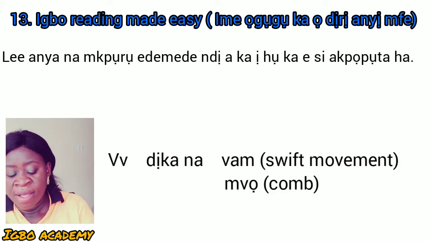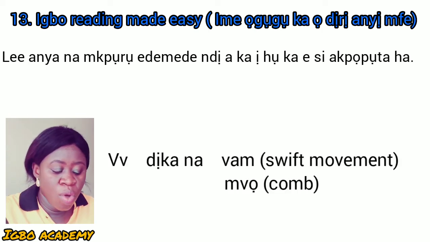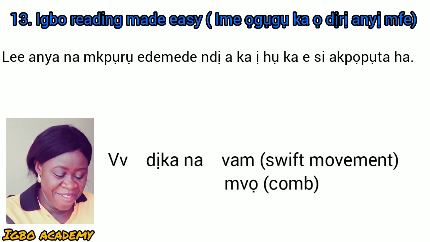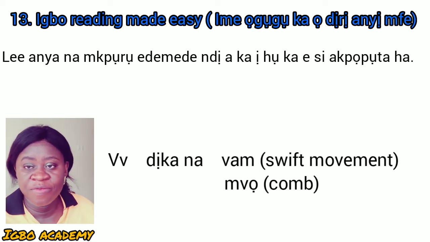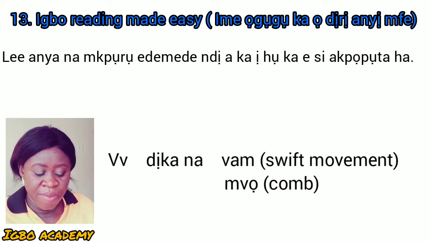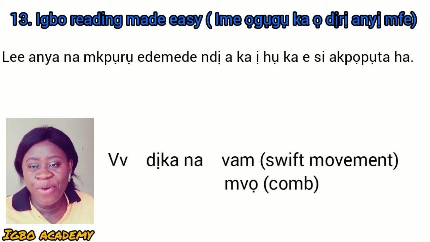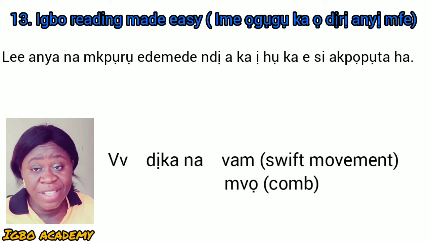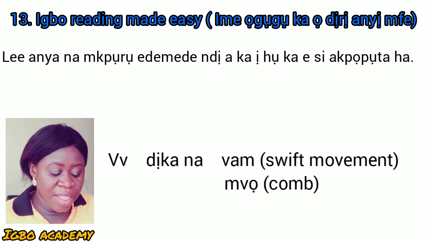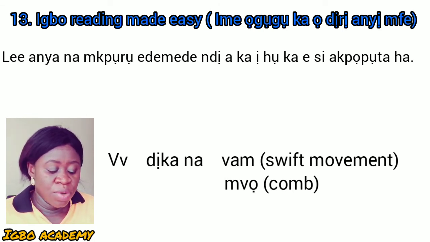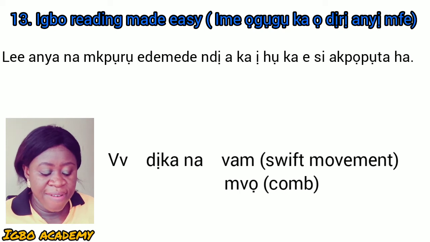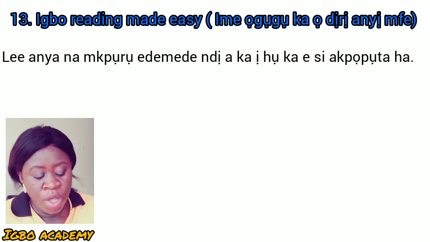V, dịka na vam. Vam means swift movement. Vam. Ọ gọ vam vam. Before a man vam, up to go vam. It's just like a swift movement. Then mvọ. Mvọ is comb. So V, dịka na vam, swift movement, mvọ, comb.